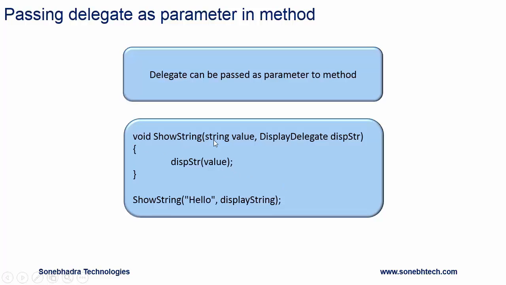And here is the method. The type of first parameter is string and the type of second parameter is delegate display delegate. So here we are using the display delegate reference disp_str for invoking the method, and here we are passing the parameter string value. So in turn it will invoke the method which is encapsulated in the delegate object display string. Okay, we will see how this is implemented in C# source.